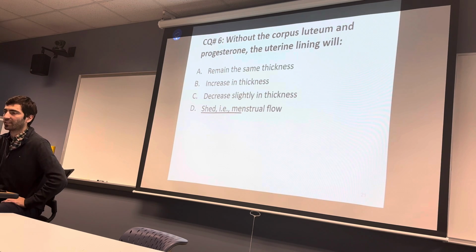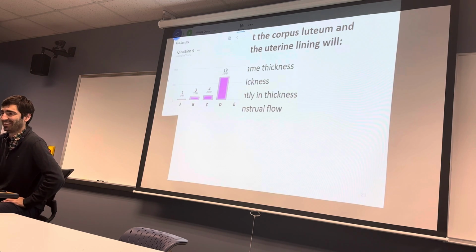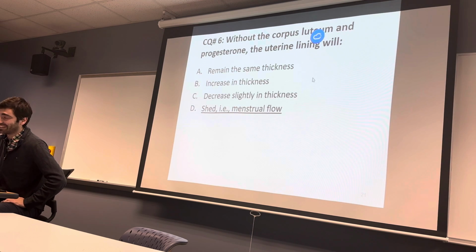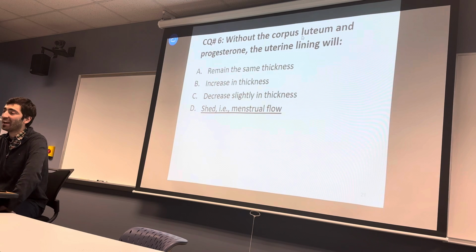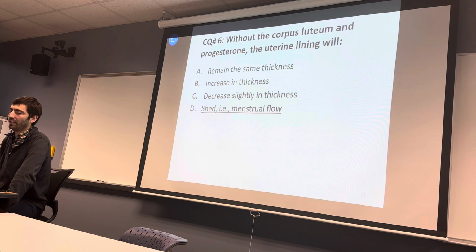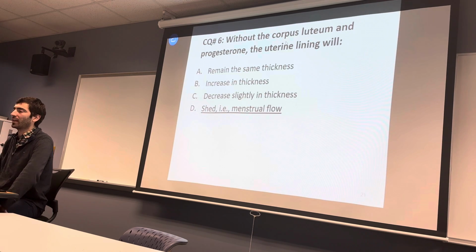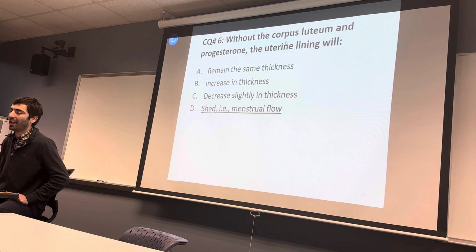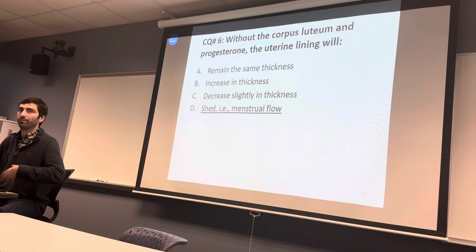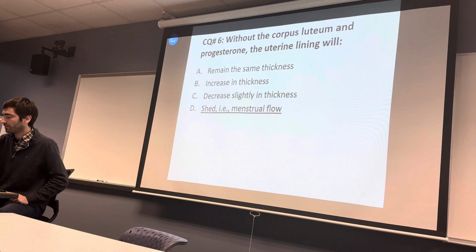But let's ask the next, well, I just gave you the answer. Whoops. But, yeah, there we go. Damn you, clicker. So yeah, without the corpus luteum and the progesterone, the uterine lining will eventually shed. So remember, the progesterone is what feeds that endometrium, that uterine lining. So without progesterone, it can't keep thickening and eventually it just sheds.